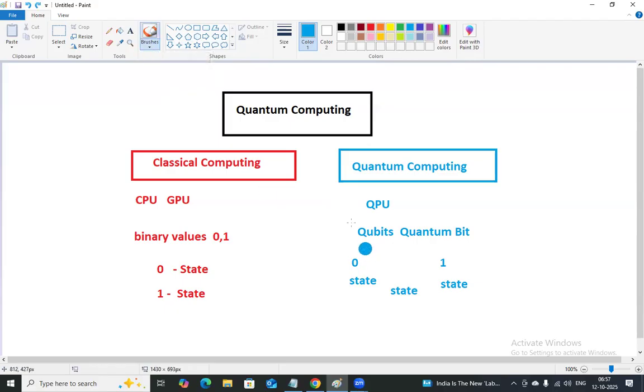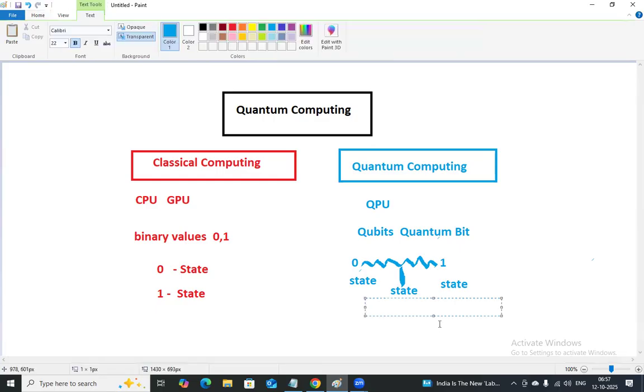Yeah, this is bigger. Okay. There is a state between the 0 and 1. Between the 0 and 1, there is another state available. This kind of state is called superposition.